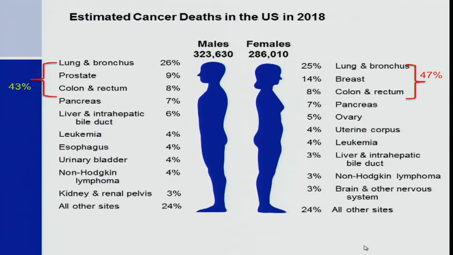Then the mortality is similar. For males, these three, lung, prostate, and colon, are about 43%. For females, lung, breast, and colon are about 47%. You can see the top causes of mortality here.